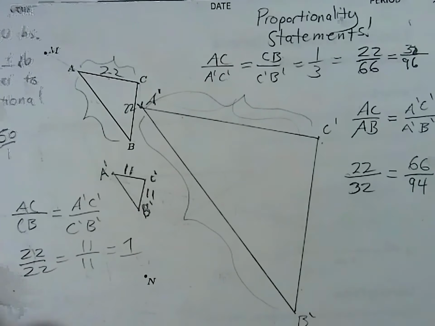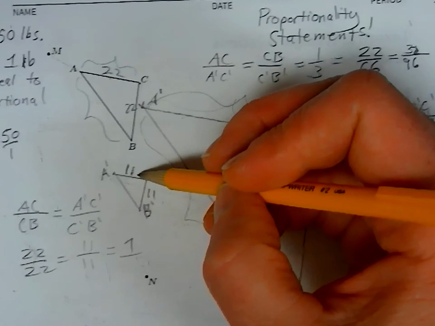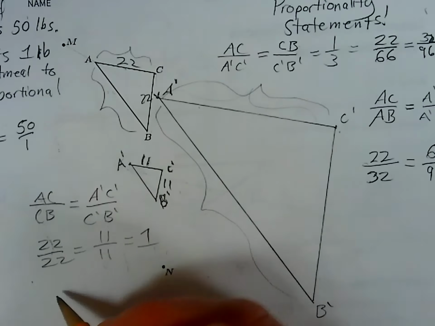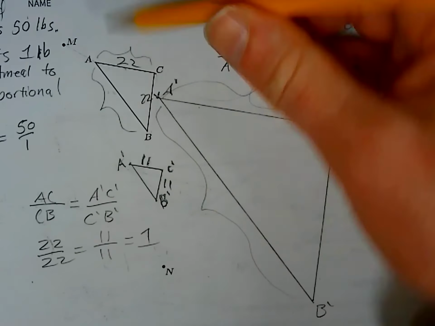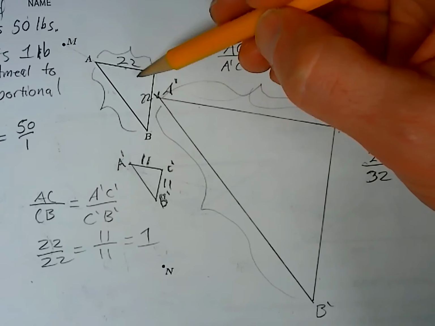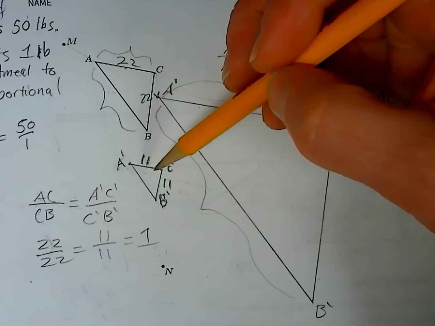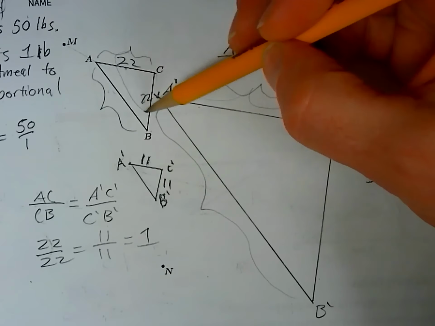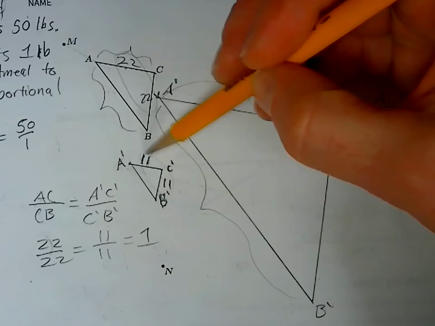Okay, true facts. Let's do one more interesting one. So remember, when we compare two sides on a triangle to the same two sides on a different triangle, we get the relative size between those two, which is 1. This is a 1-to-1 ratio here. It's a 1-to-1 ratio here.